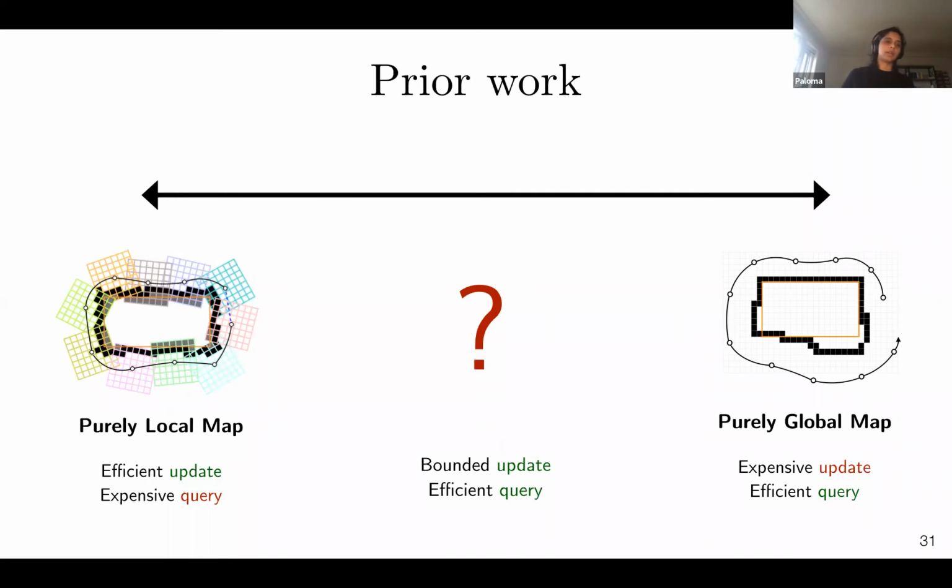So in challenge 1, as you recall, we wanted to have a map representation that was both efficient to update and query. And existing methods fell on a spectrum where purely local submap-based maps are deformable and efficient to update, but expensive to query by the planner, while fused global maps are efficient to query, but expensive to update from the SLAM optimizer.